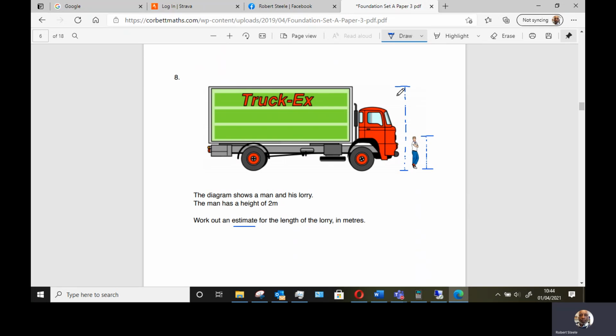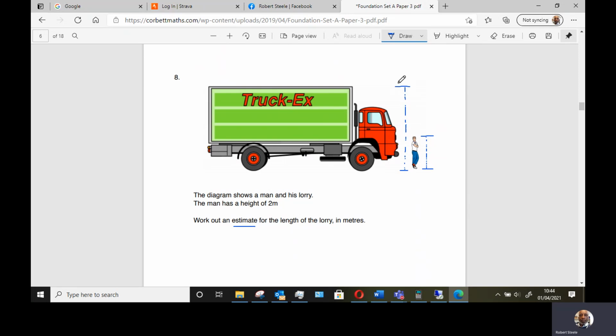So if, for example, when you measure them, this distance is double this distance, then your estimate would be that the lorry is twice the height of the man, which would be 4 meters. If, on the other hand, you find that the lorry is 2.5 times the height of the man, then you do 2.5 times this.